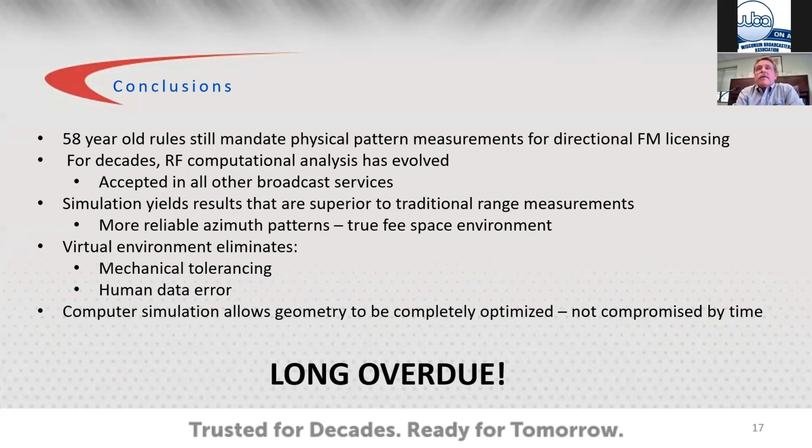It is more reliable because they're performed in a truly free space environment. They eliminate such issues as mechanical tolerancing and human error. And computer simulation really does allow the geometry to be completely optimized. You can run literally hundreds and hundreds of simulations in a much shorter time than you can physically make adjustments to a model. So you're not compromised by time. And so in short, what I can say is that this rule change is long overdue.